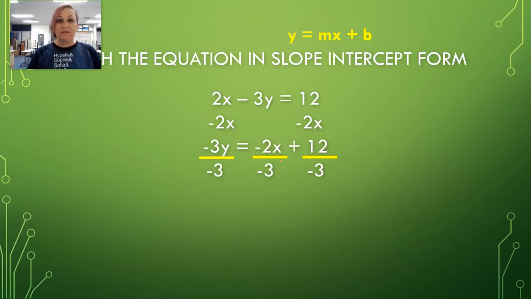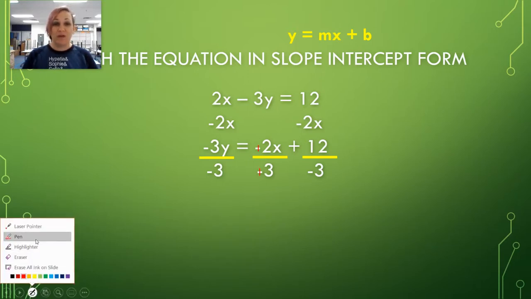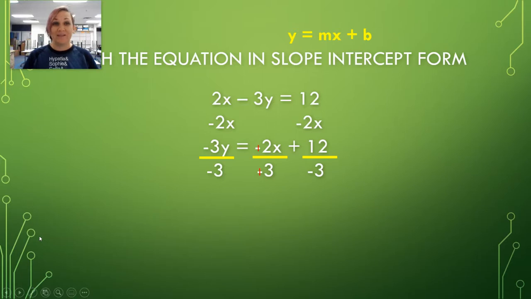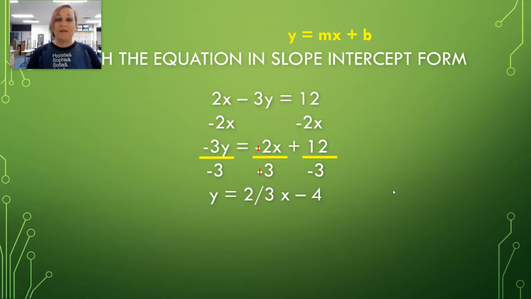When dividing the x, sometimes it will stay a fraction, which is fine because that's our slope. I do want to point out, though, that if you have a negative divided by a negative, that will turn into a positive. So make sure that when you're writing your answer to this problem, you're getting a positive number in front of your x. And then 12 divided by negative 3 is negative 4. And so here is my slope-intercept form for this equation.